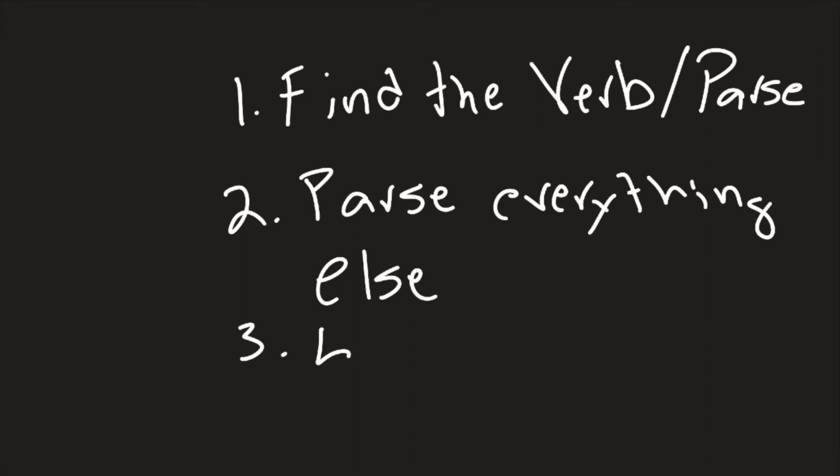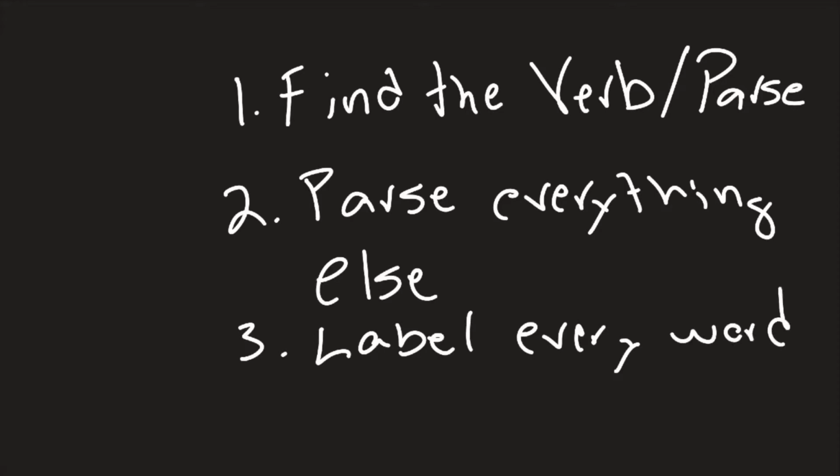And then after you've done that, you want to label every word in the sentence. Even those words that can't be parsed, they can be labeled. Now, by labels, we mean things like subject, noun, direct object, verb, linking verb, preposition, all those things. The last step in translating a sentence is to actually translate it. So you don't want to move to the step of translating before you've done these other things.